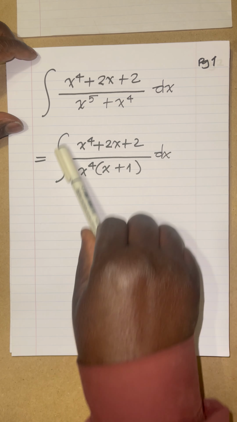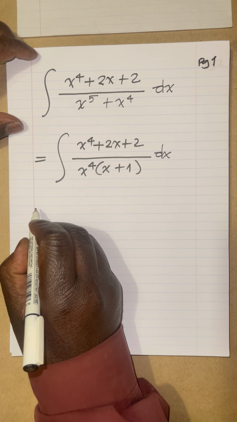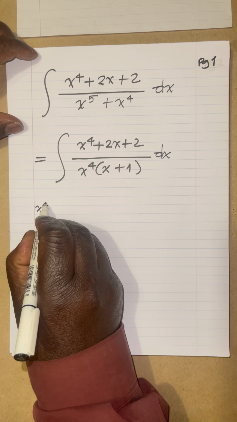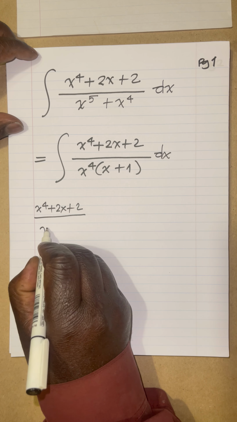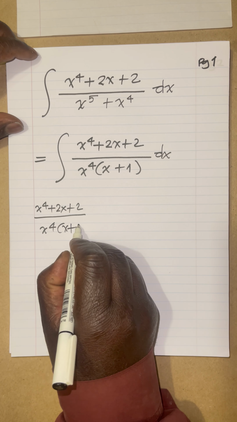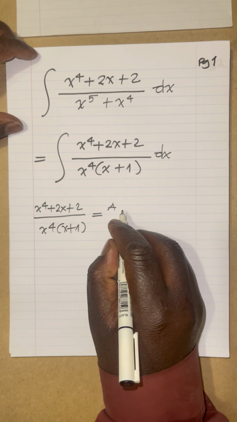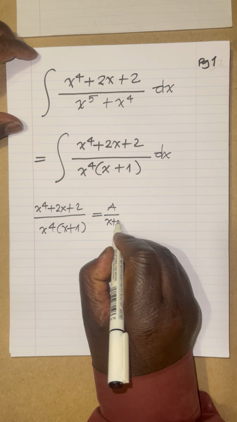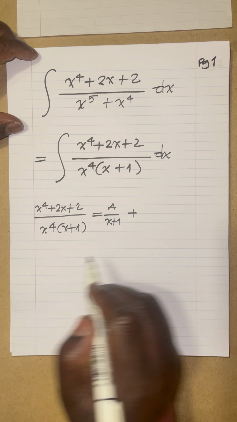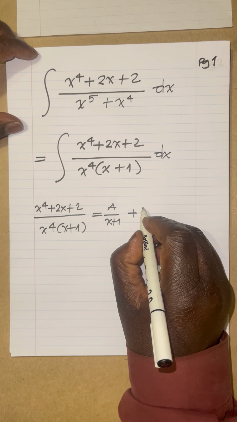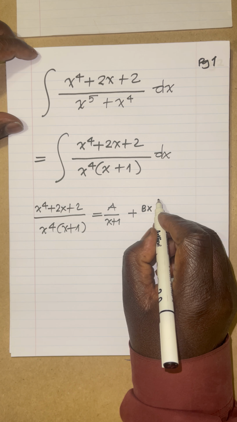Now looking at the denominator, it is suggesting to us that we have to use partial fractions. So we're going to decompose the integrand by using the partial fractions decomposition approach. So here is the story. We have (x^4 + 2x + 2) over x^4(x + 1). This will be equal to the linear part, where the numerator will be a constant A over (x + 1), plus the fourth degree expression, x^4. The numerator will be a third degree expression. There's always one degree less in the numerator.